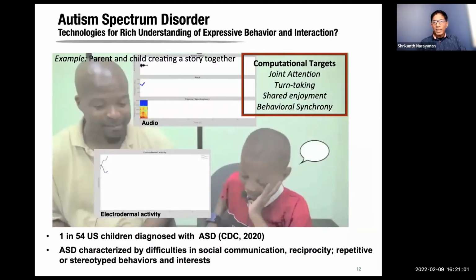So now going back to that example, in the domain of ASD, the same technology suite of understanding expressive behavior and interaction can be brought to bear when there are needs to characterize differences, for example, in social communication patterns, reciprocity, repetitive behavior. These are all constructs of interest in a domain like ASD.